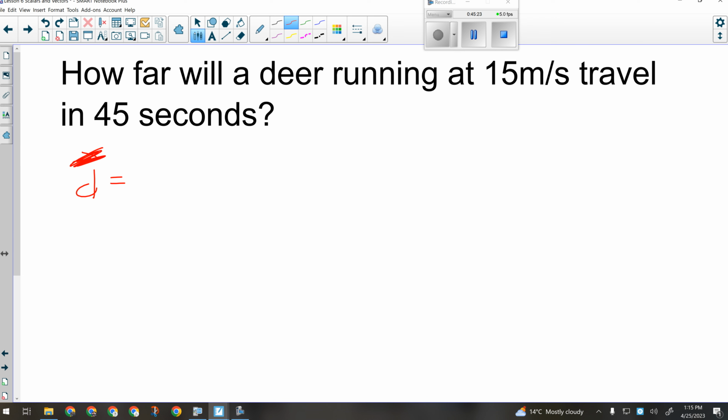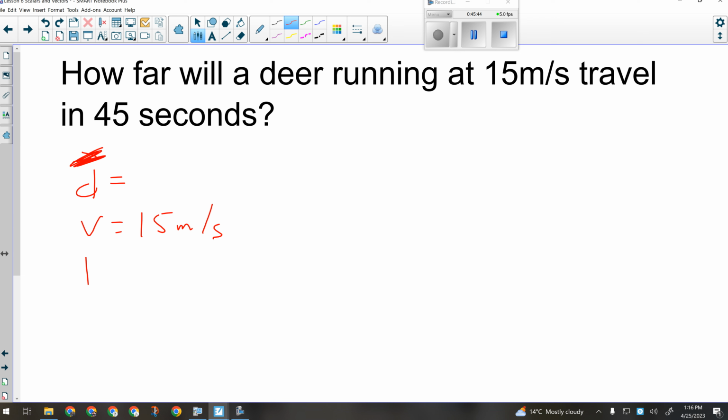Speed can be in meters per second, kilometers per hour, light years per century, whatever. As long as it's a distance and a time, it's going to be units per speed. So in this case, we've got 15 meters per second, and then 45 seconds. What did they give us there?